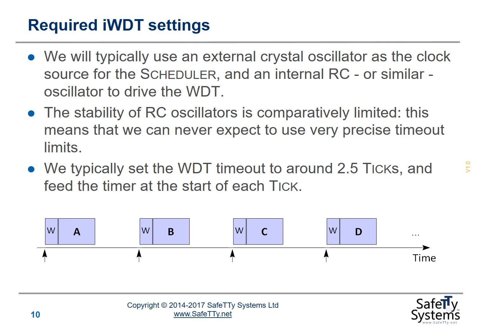We typically set a watchdog timer timeout of around 2.5 ticks and feed the timer at the start of each tick. So we're not attempting or expecting to have very precise control of timing as a result of the watchdog timer. When we want to do things such as monitoring the execution time of tasks, processes we'll consider in later videos, we'll use more precise timing mechanisms to allow us to do this.